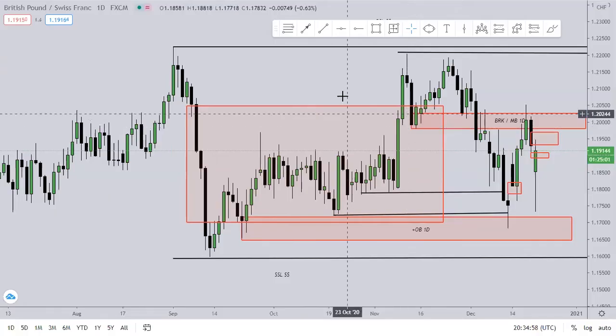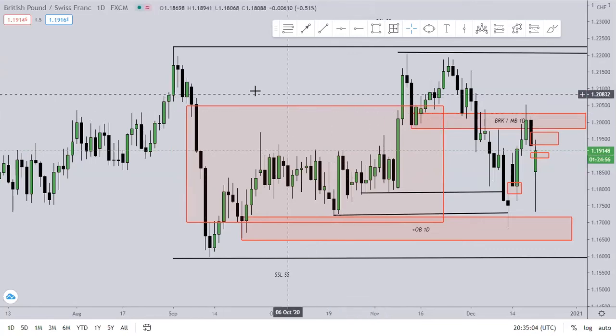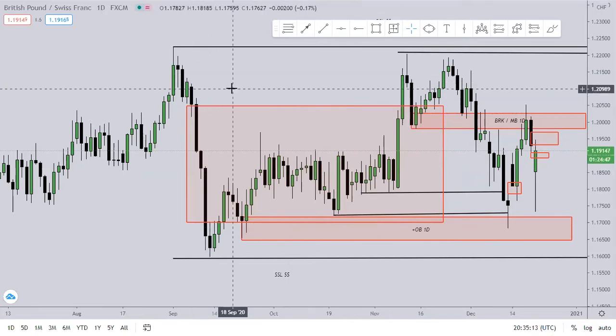Now, it is not a very good idea to just sell because a void has been filled. You have to identify premium arrays. And you know what premium arrays are? I'm talking of bearish order blocks and break in market structure. Bearish order blocks and break in market structure. Okay.